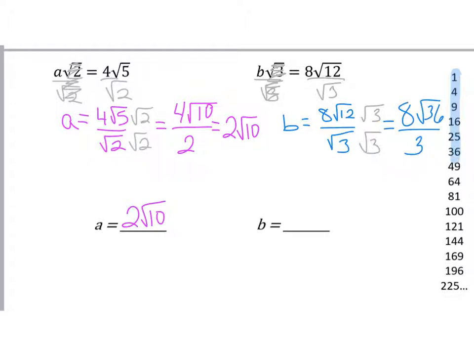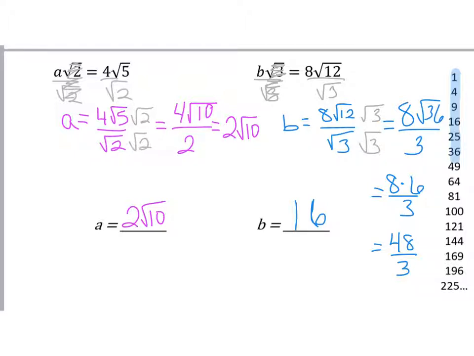Okay. Square root of 36, is there a number that goes into 36 from my list? Oh, 36. That's a perfect square. What is the square root of 36? 6. So that means this is really just 8 times 6 in the numerator over 3. What's 8 times 6? 48 divided by 3? 16. So my answer is just 16.